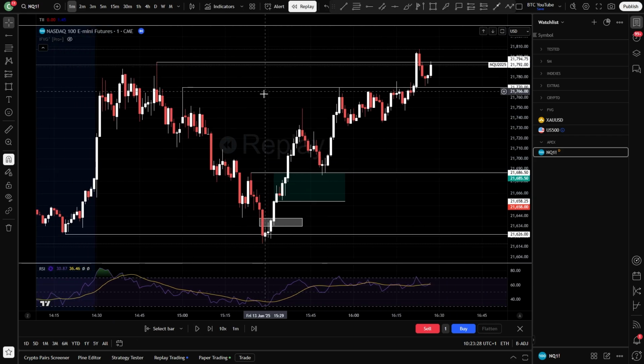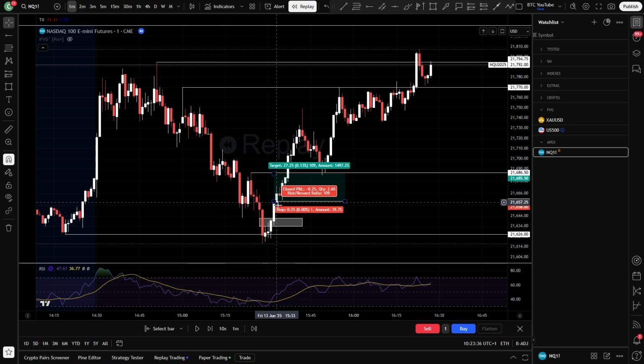In terms of leaving runners, obviously you scale half at 1R, and then you leave the rest of your runners to go, probably 2 or 3, maybe 4R because of the distance that we traveled here.